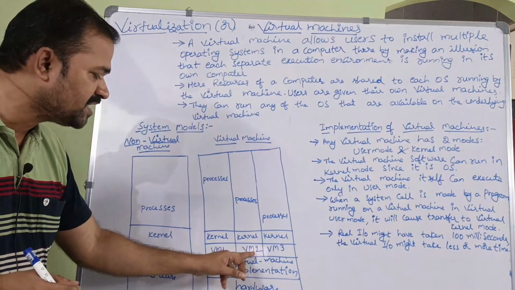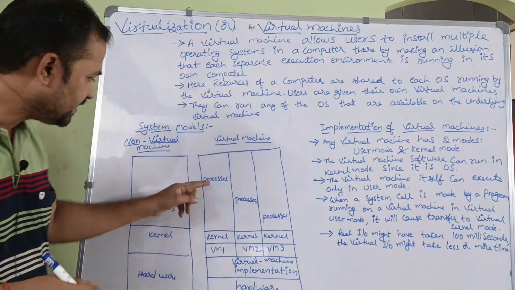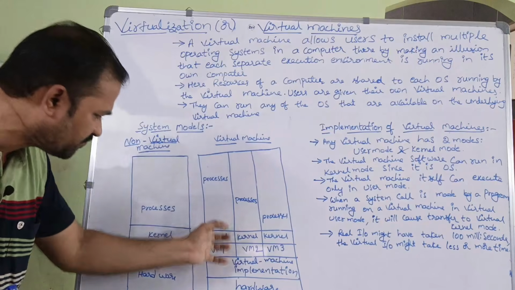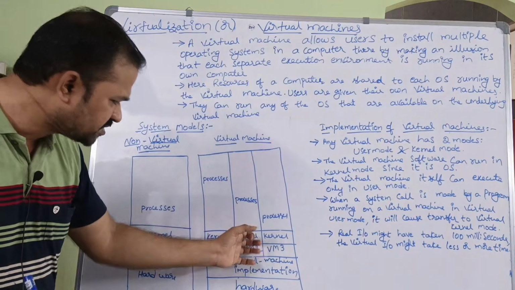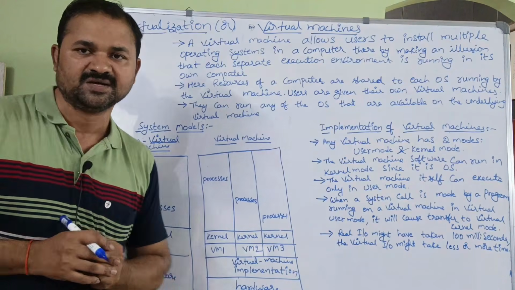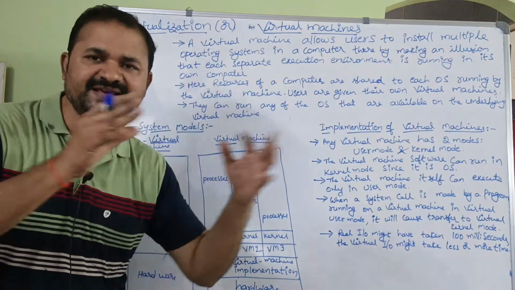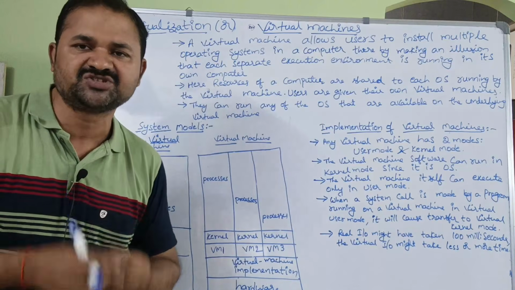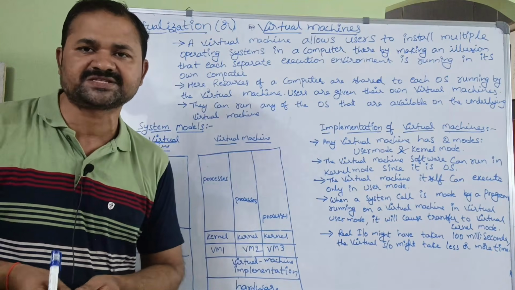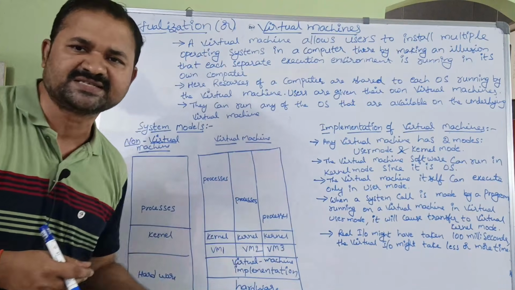This kernel belongs to VM2. This kernel belongs to VM3. So here these are nothing but the processors of this operating system, processors of the second operating system, processors of the third operating system. So here on top of the virtual machine implementation, we have various virtual machines. Each virtual machine has its own operating system, its own kernel and its own processors. So this is about the system model.